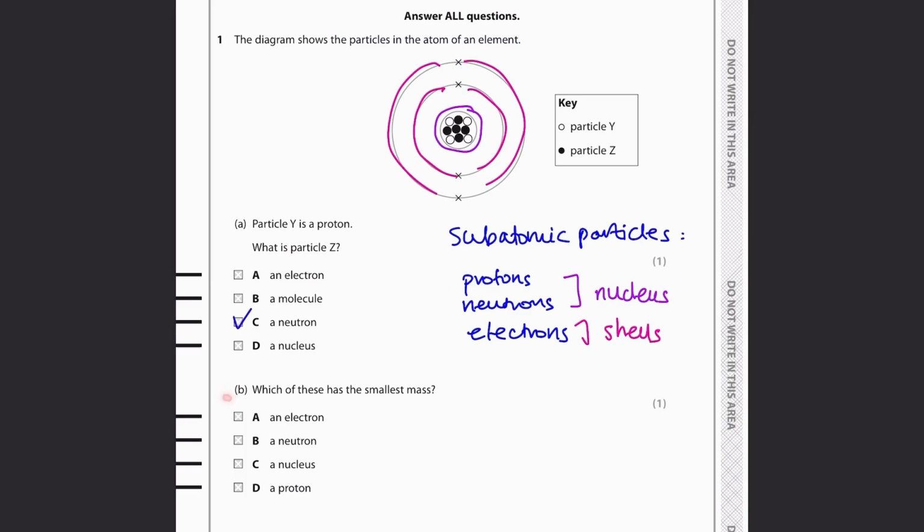Question B, which of these has the smallest mass? We need to know their relative mass. The relative mass of a proton is 1. For a neutron, also 1. For electrons it is 1 divided by 2,000. That's a really small number. That means an electron is about 2,000 times lighter in mass than a neutron or a proton. Therefore, the one with the smallest mass would be an electron.